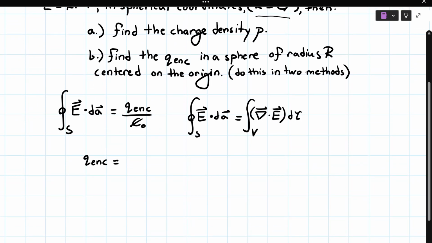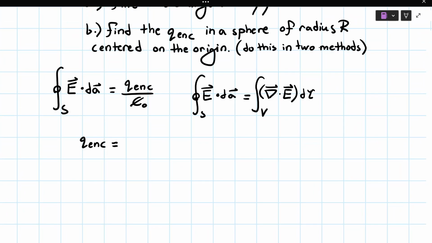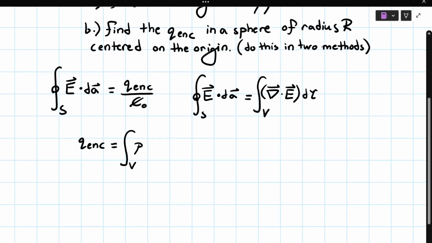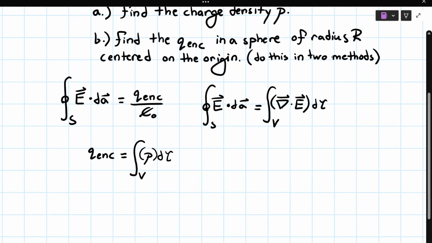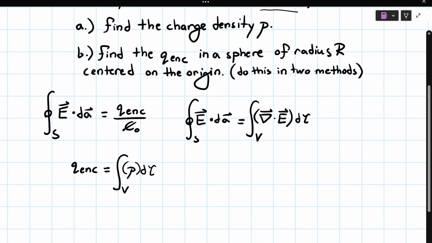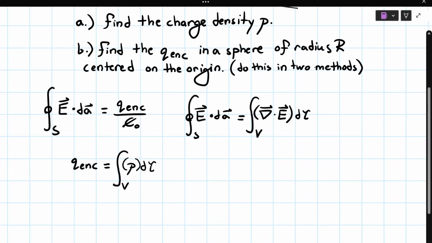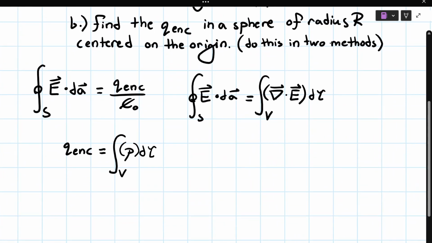And so we can find Q enclosed if we know that it is the volume integral of rho d tau. And rho is a scalar. The charge density is a scalar. It may be a function. It may just be a value. Depends on the problem. But we do know that it can be a function. So we know that this is true.